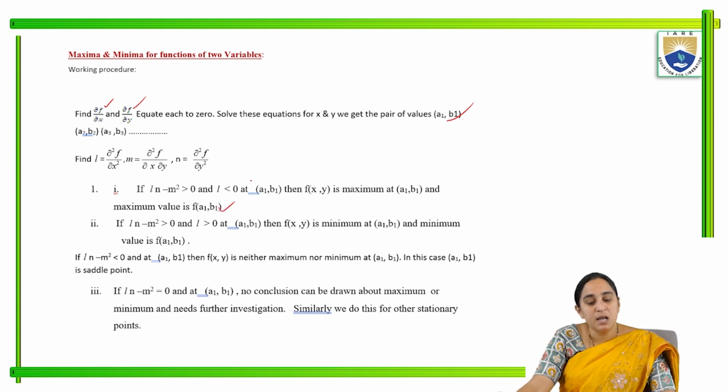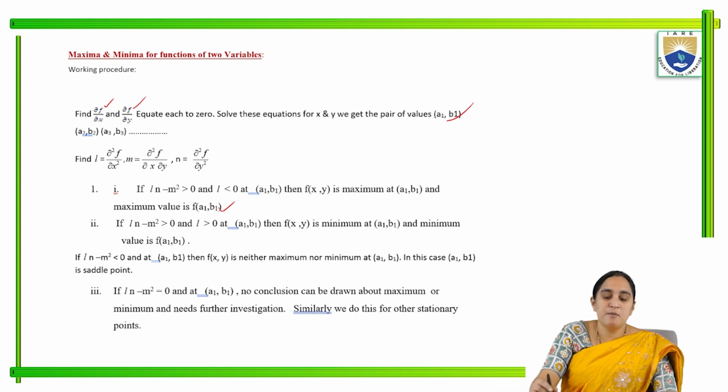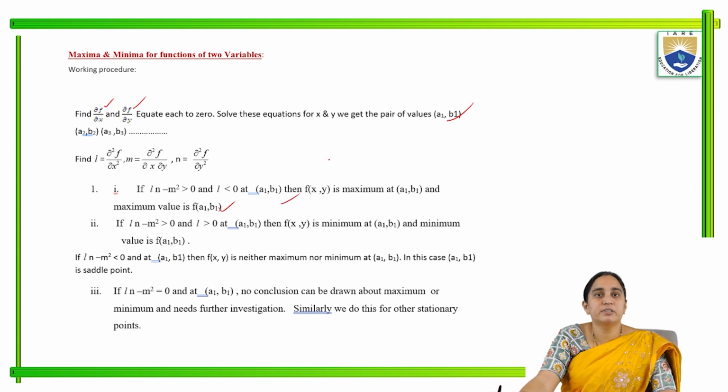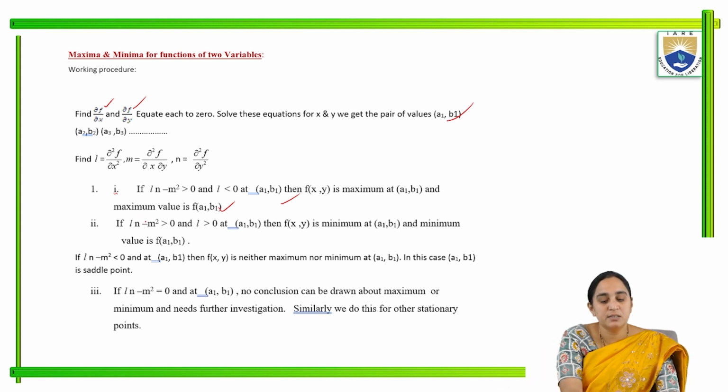Similarly, for the next point, if LN minus M square is greater than 0 and L is greater than 0 at a1 b1, then f of x comma y is minimum at a1 b1, and the minimum value is f of a1 b1. For example, if the first condition is not satisfied for the particular value of a1 b1, but LN minus M square is greater than 0 and L is greater than 0 for that value of a1 b1, then a minimum exists.